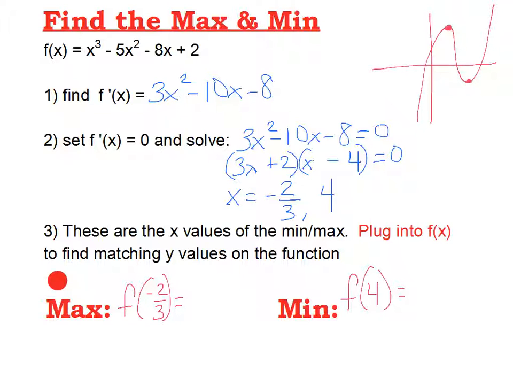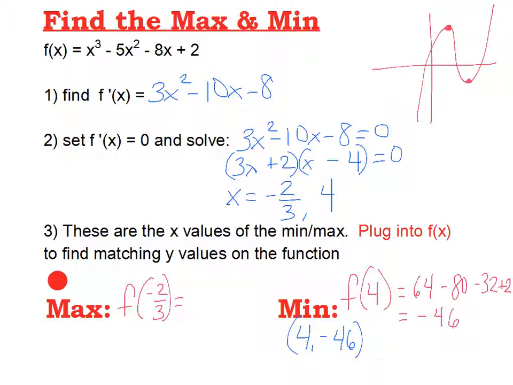And so 4 cubed, we can probably do this one a little bit easier in our head. 4 cubed is going to be 64 minus 5 times 16, so that's 80, minus 32 plus 2. Okay, so that looks like what? Alright, I might go to my calculator. I'm going to cheat. 64 minus the 80. And I got negative 46. So the ordered pair for the minimum is actually then going to be 4 comma negative 46.